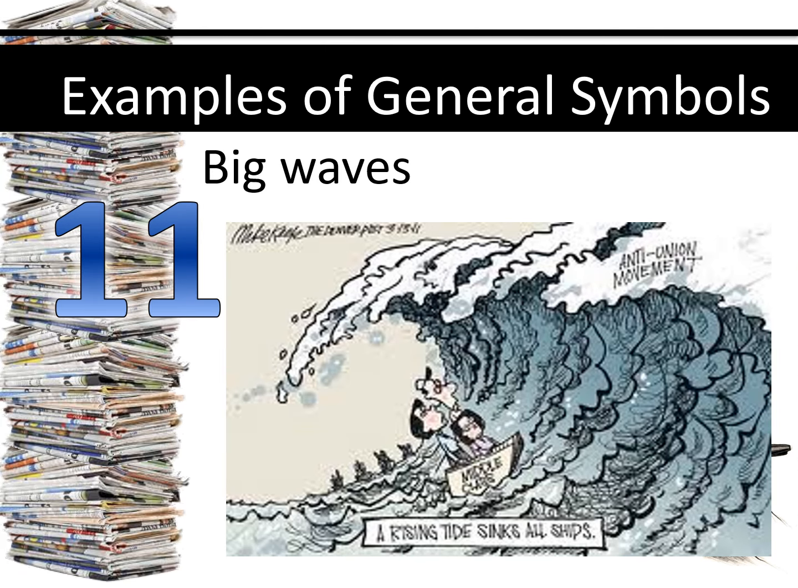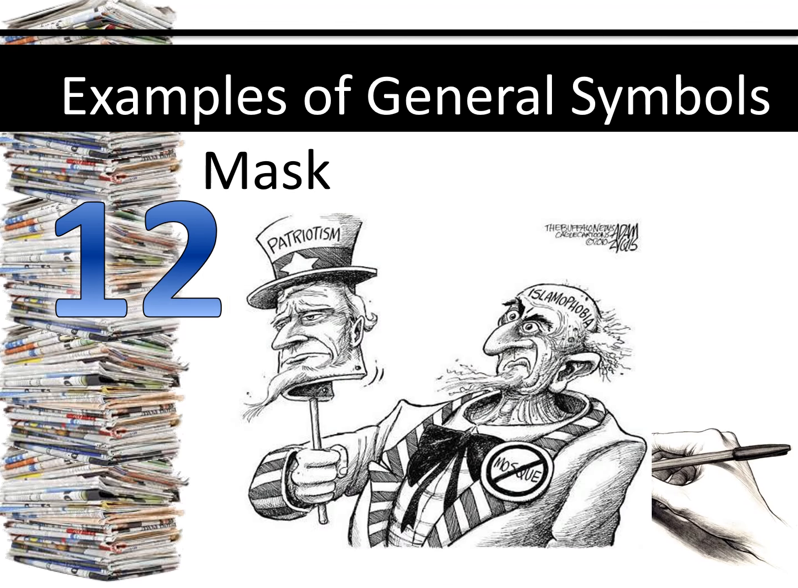Big waves mean problem. A rising tide sinks all ships. So that means problem, hindrance. Mask, it means pretentious, fake, false, pretending to be somebody.